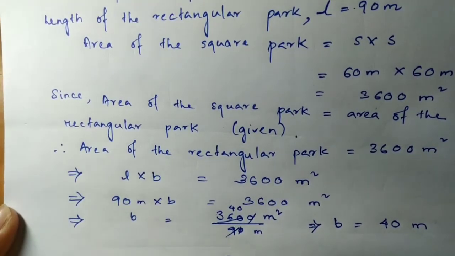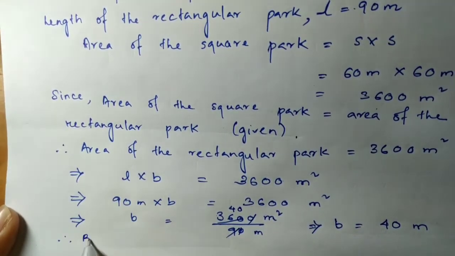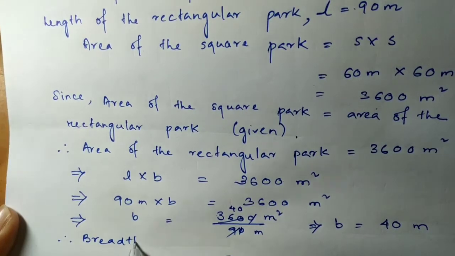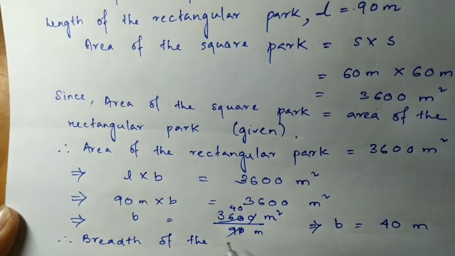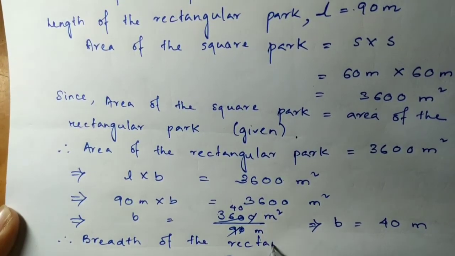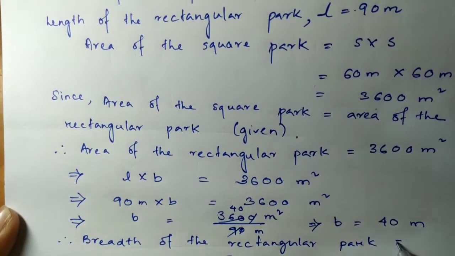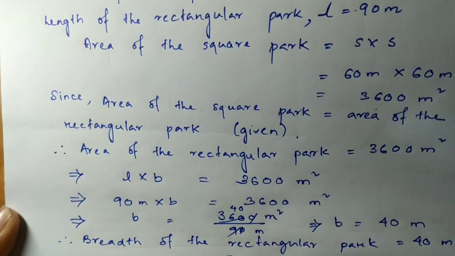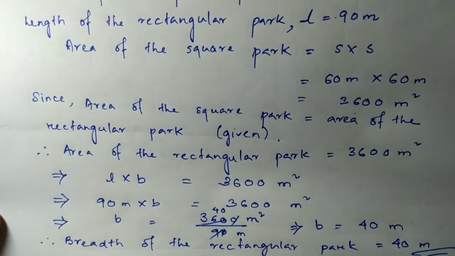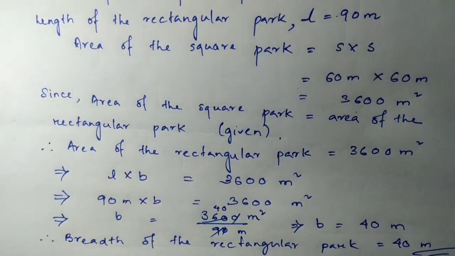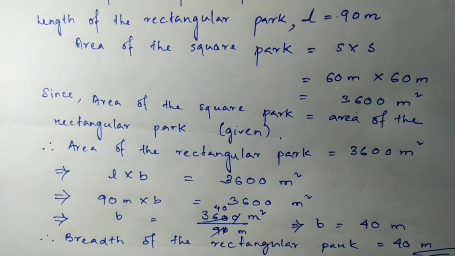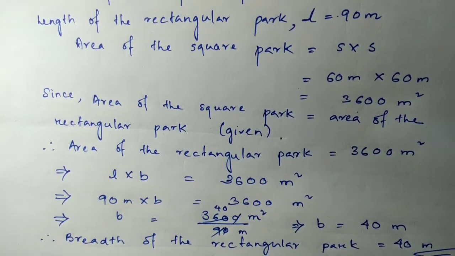That means this is the breadth, so therefore the breadth of the rectangular part will be equal to 40 meter. Okay, and so this is your solution. I hope you have understood this. Now moving on to the next question.